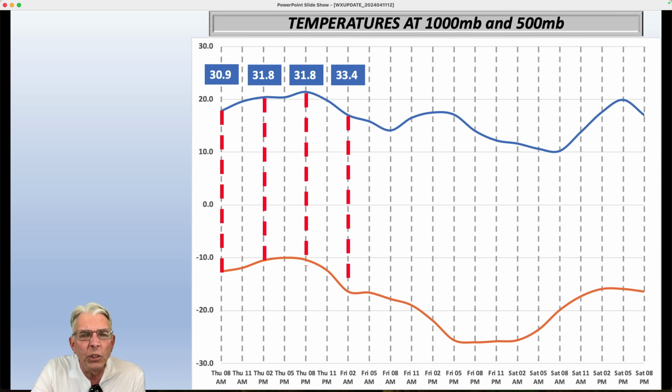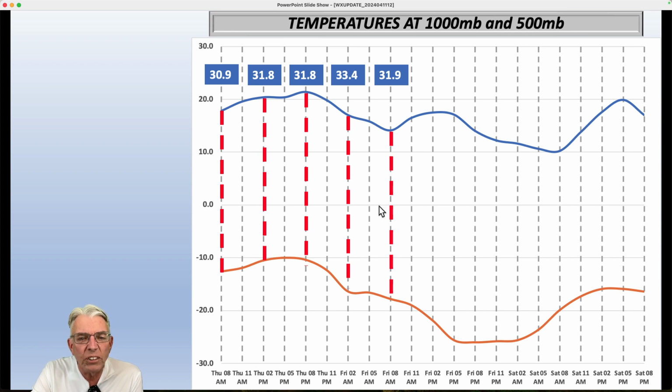Then as we head toward 2 a.m., it actually increases to 33.4. And the reason is that even though the ground temperature is going down, the 500 millibar temperature is going down at a more rapid clip. And so the lapse rate is actually a little bit steeper. Then as we head toward 8 o'clock tomorrow morning, the 500 millibar temperature levels off a little bit. The surface temperature continues to fall. And so as a result, the lapse rate is a little bit less steep at 31.9.